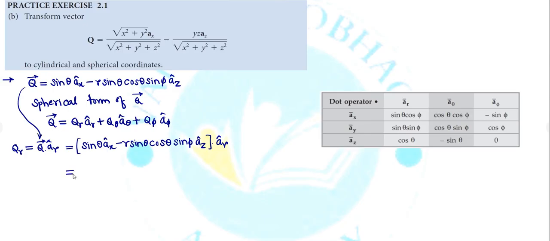Now make use of the dot product table. For your reference, I am going to write that sine theta as it is, and then we are going to see what is the dot product between a x and a r. So we have this a x over here which has the dot product with a r. So the dot product between this a x and this a r is what? We have that value to be sine theta cos phi. So write that over here: sine theta cos phi.